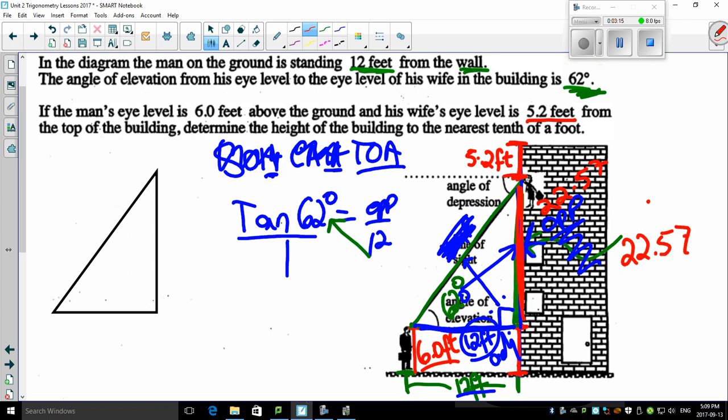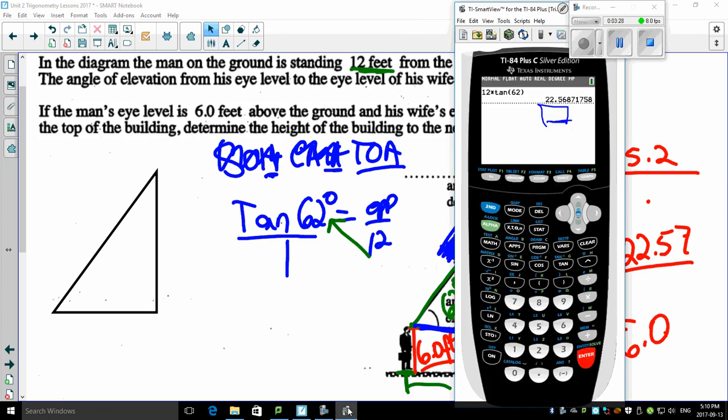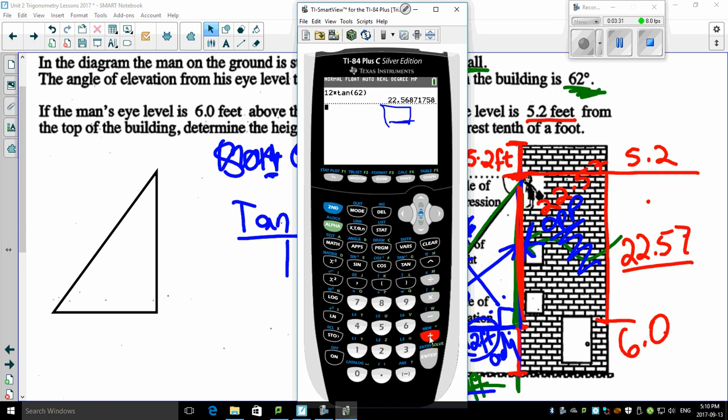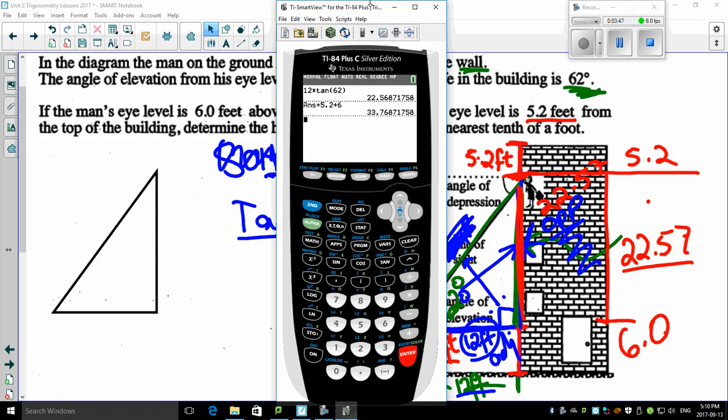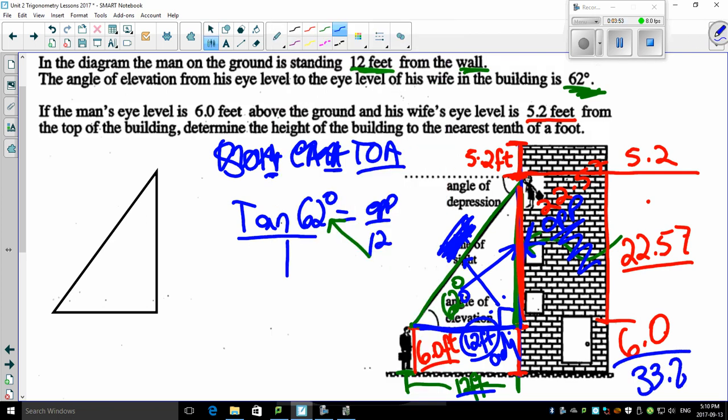22.57 plus the height of the wife, right? So this height here is 22.57 plus the height of the wife, which is 5.2, plus the height of the man, which is 6.0. Sum all of those together, so we can just continue adding, because it'll take the answer and put it right there. Okay, add that to 5.2 and add that to 6 feet, and we've got a total of 33.76. And it says determine the height of the building to the nearest tenth. So 33.8, that would be a total of 33.8 feet.